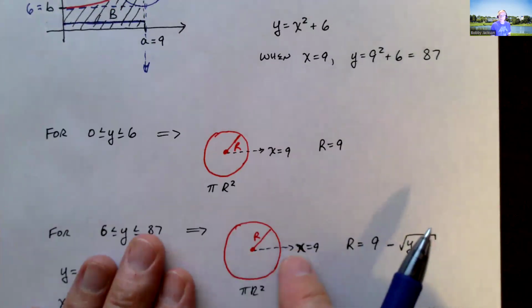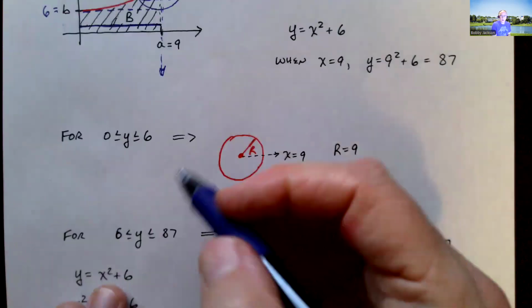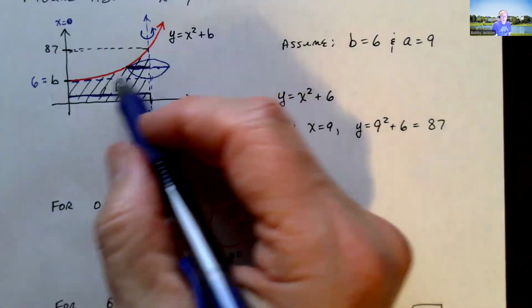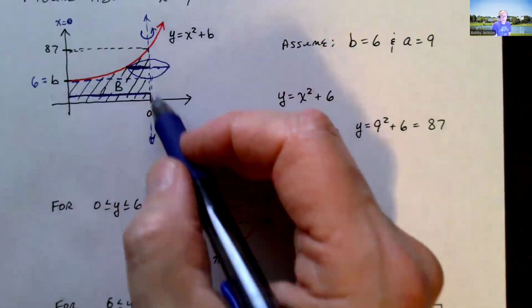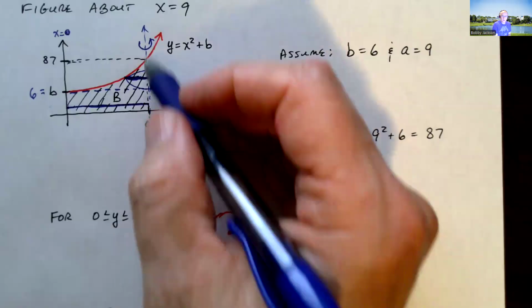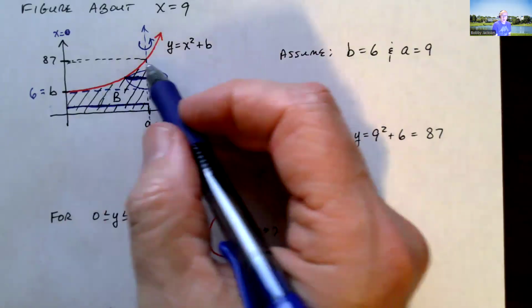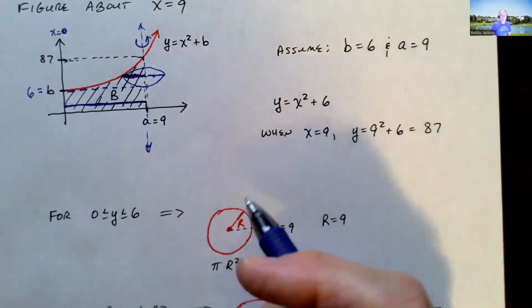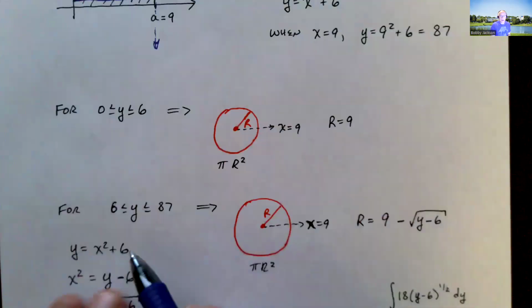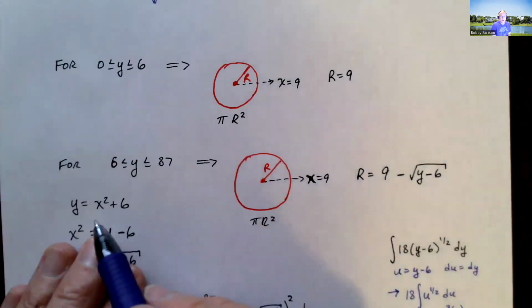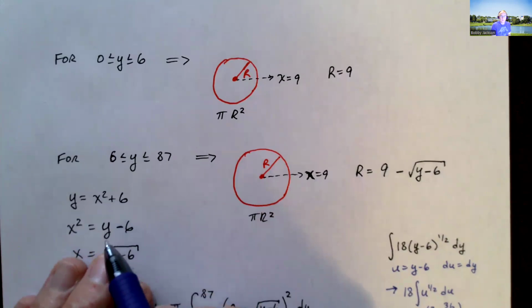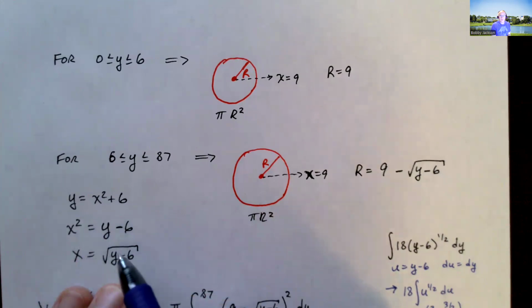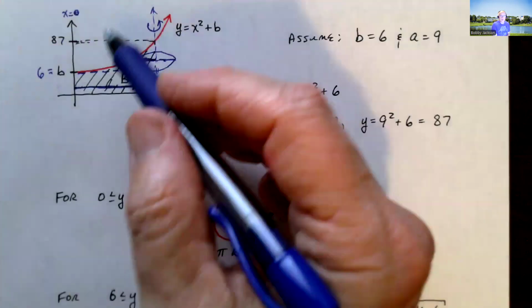So how are we going to proceed? I've got the same situation, pi r squared. So what's the value of r? Well, I need to know the x length. I know that this side is x equals 9, the line we're rotating about. What's this line? It's y equals x squared plus 6. But I need to know the x length, so I need to solve this for x. I do that by subtracting 6 from both sides and swapping sides. Then I take the square root, and I'm going to take only the positive root because we are in the first quadrant.